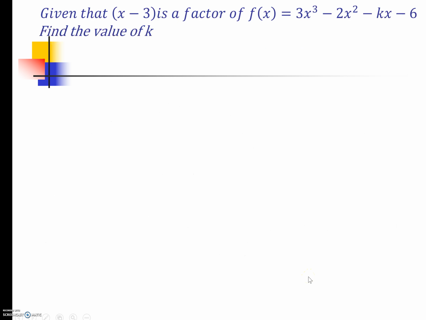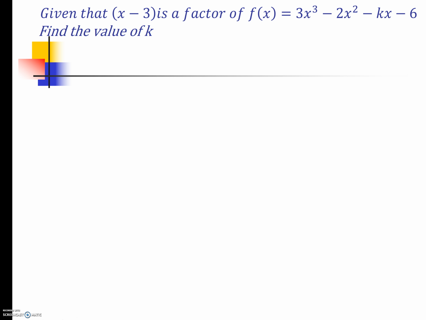And let's see this example. Given that x minus 3 is a factor of f of x, which is 3x cubed minus 2x squared minus kx minus 6, find the value of k. Here they are introducing an unknown variable k, and they want us to find the value of k.